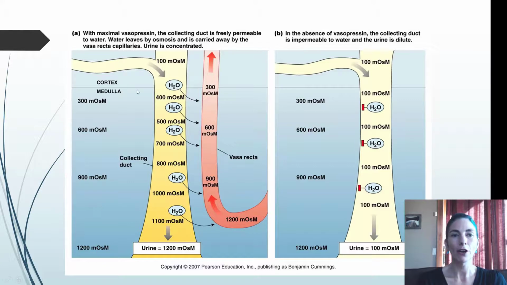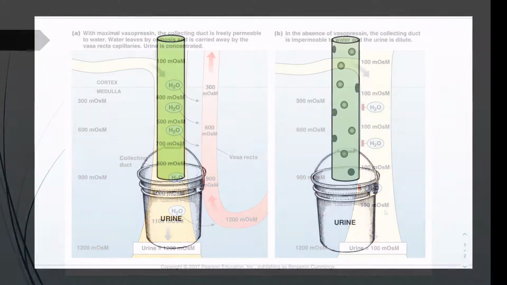In the image here on the left, we imagine that we have lots of aquaporins, and so it's very easy for water to leave. So in the image on the left, we have lots of water reabsorption. In the image on the right, we imagine that we take out all the aquaporins. When we take out all of the aquaporins, it is more difficult for water to leave, and so the water tends to stay in the collecting duct.